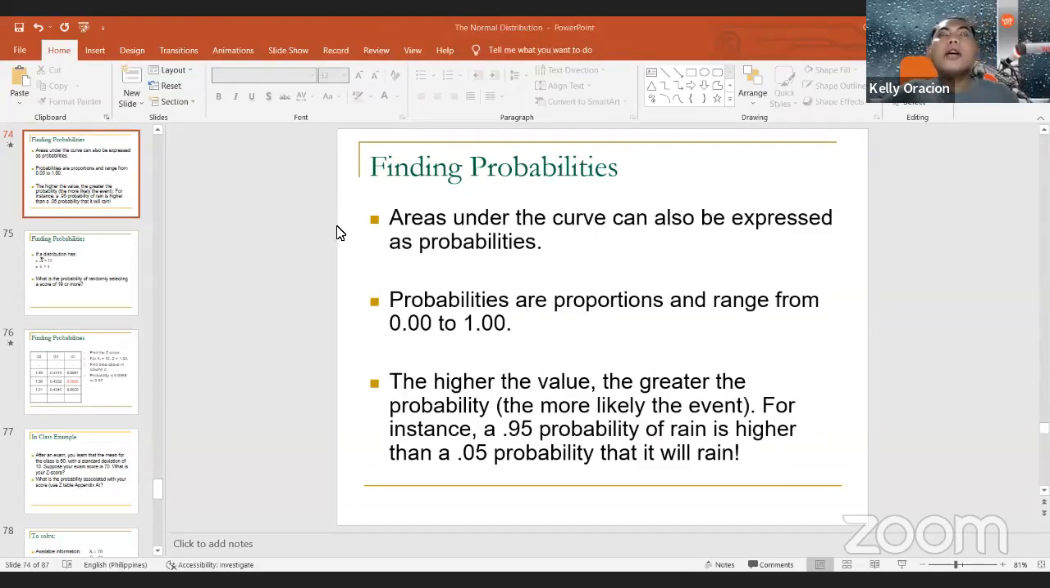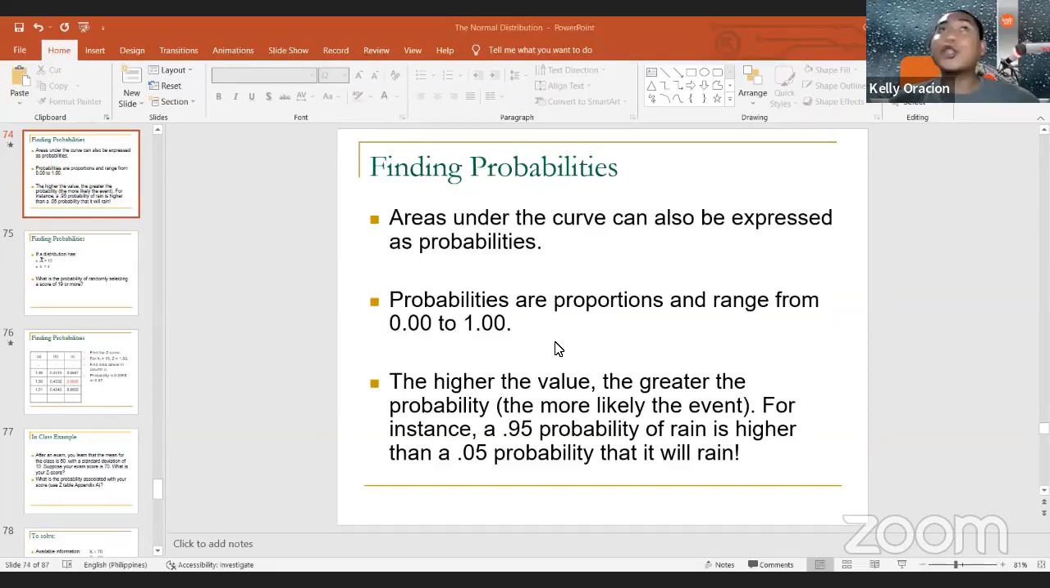Okay, so the learning objective this afternoon: at the end of the lesson, you will be able to find the probability of the z-score given the value of x. Then you'll also be able to solve real-life problems involving normal distribution. Now, areas under the curve can also be expressed as probabilities.